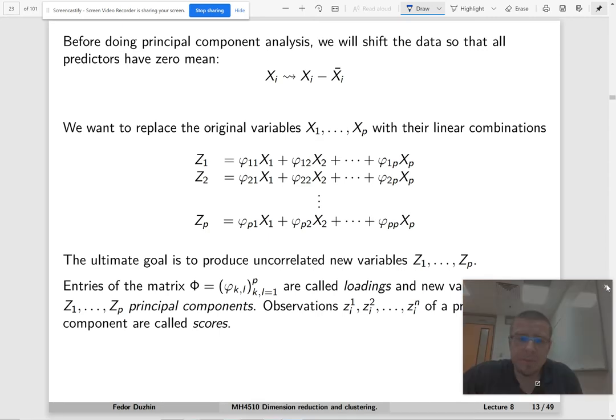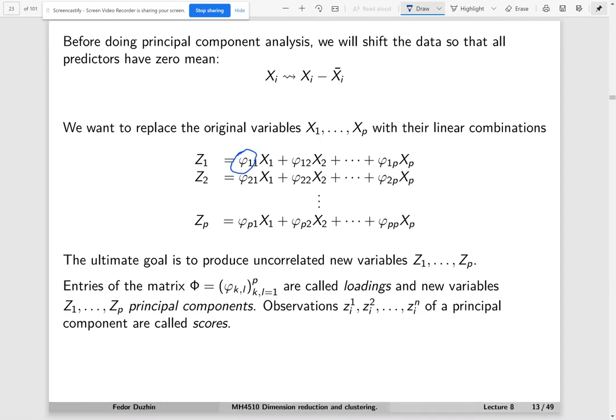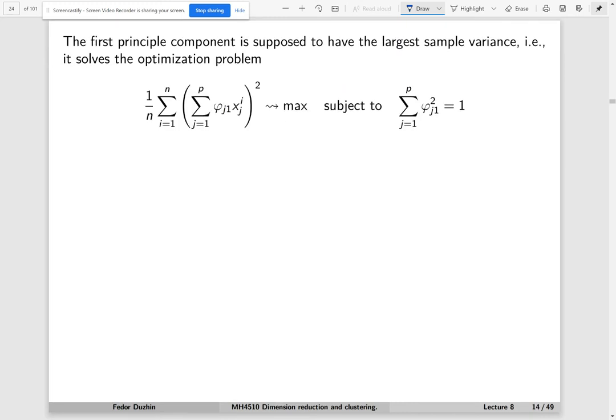The entries of this matrix phi are called loadings, right? So these are loadings, individual entries. The new variables are called principal components, and observations of these new variables are called scores.